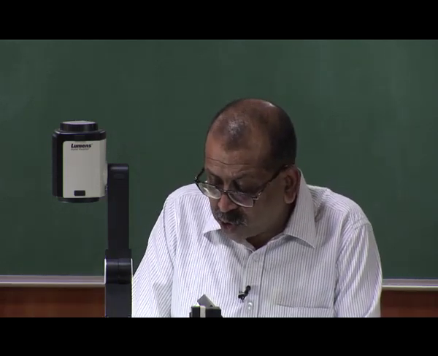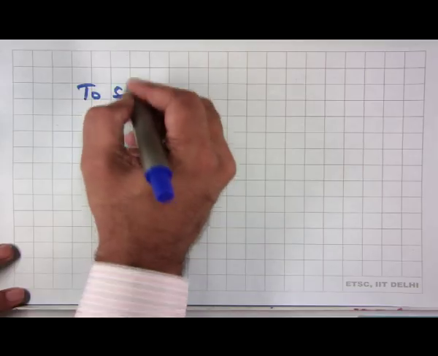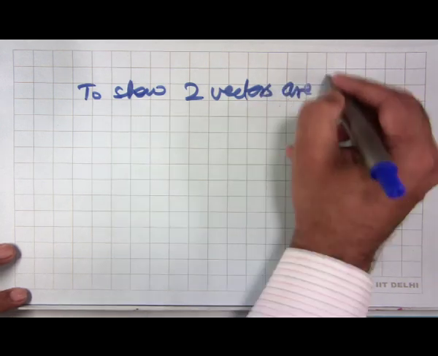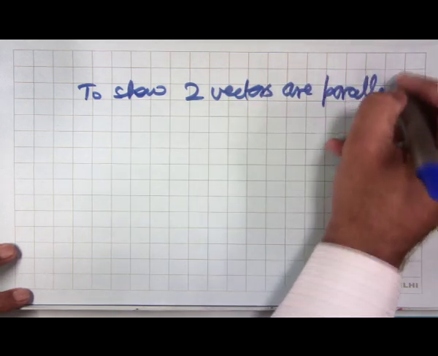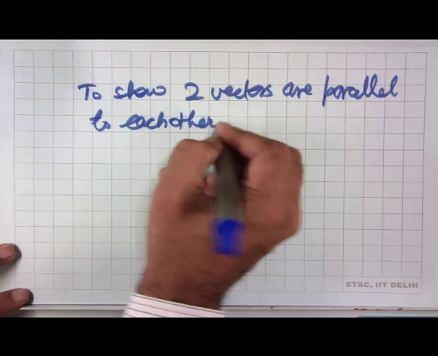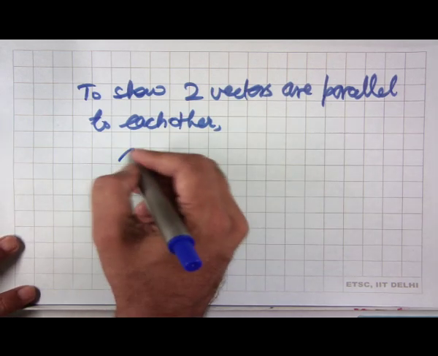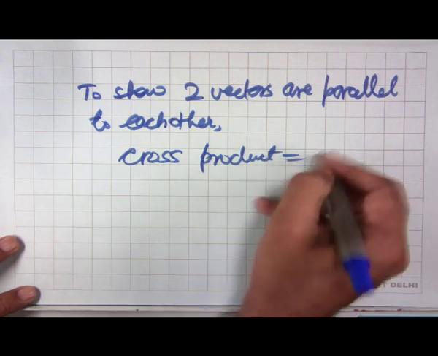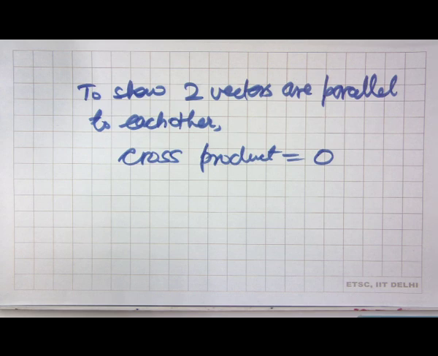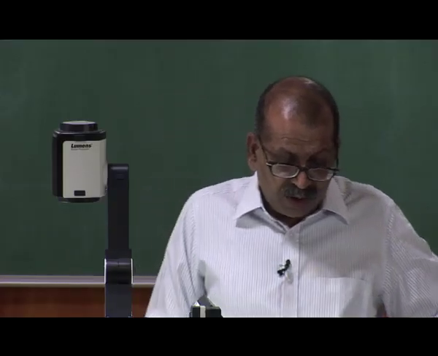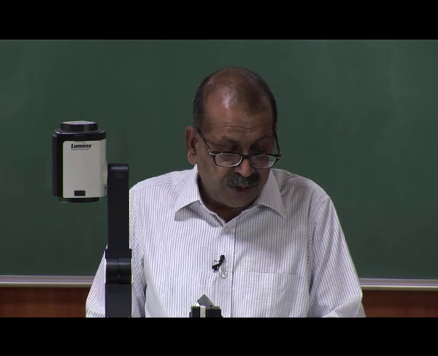Then also, if we have to show that two vectors are parallel to each other, we can show that the cross product is equal to 0, and then the two vectors will be parallel to each other. Now, let us take a small example involving some of these vector operations.